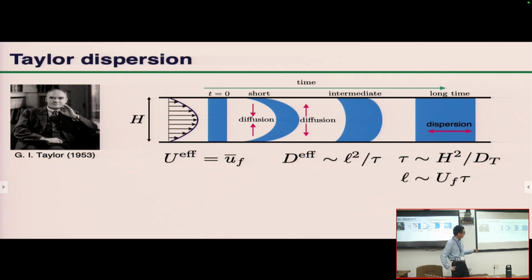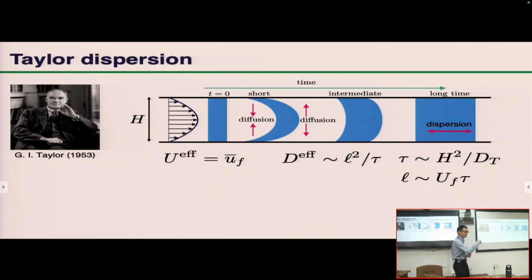But then the next point is, what is the effective diffusivity at long times? Again, we can model this by a random walk. Essentially, a particle is going to take a step in the x direction, okay? How do they take that step? Because they're passive, the only way to take that step is they follow the fluid velocity, okay?